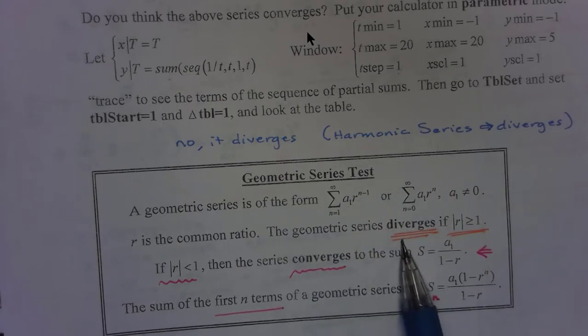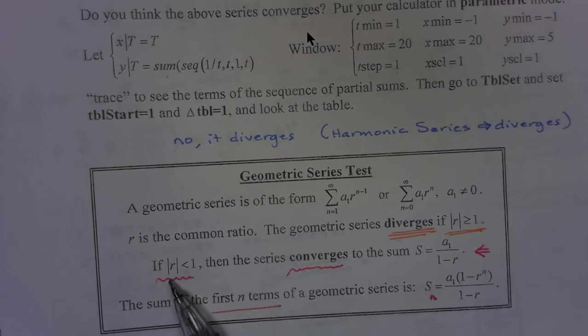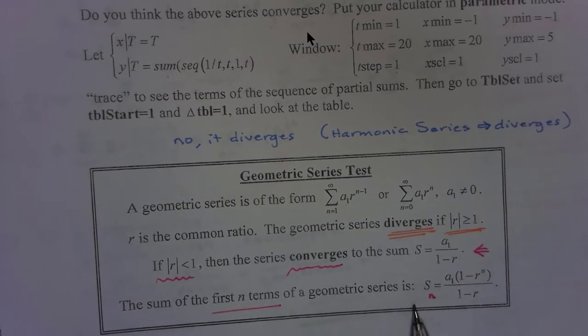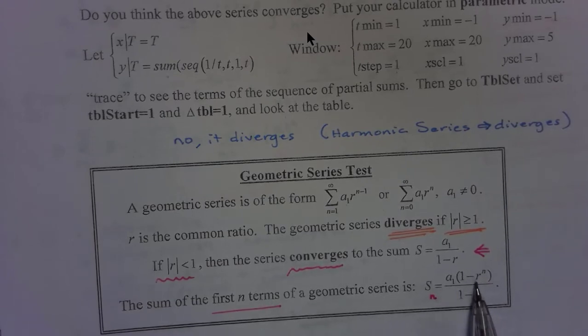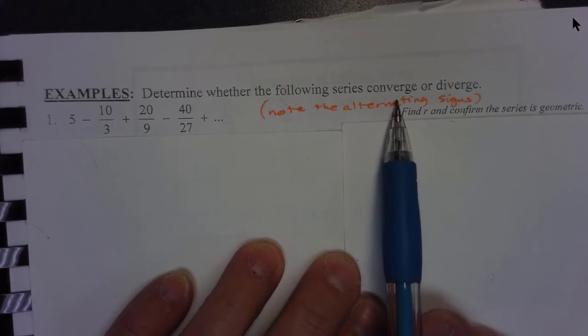So our series diverges if your common ratio's absolute value is greater than or equal to 1, and it converges if the absolute value of r is less than 1. Now, if it converges, it converges to this sum. You should have seen that in geometry. The sum of the first n terms of a geometric series is s sub n equals the first term times 1 minus r to the n over 1 minus r. Determine whether the following series converge or diverge.